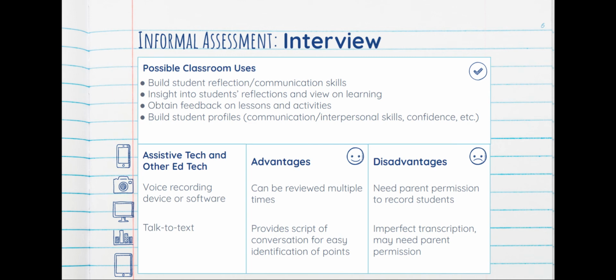Voice recording devices or software, much like in a previous example, can be reviewed multiple times, but they do need parent permission to record students. Talk to text programs provide a nice script for conversation for easy identification of main points that the student gave. Unfortunately, you need parent permission for this as well, and transcriptions are not usually perfect.